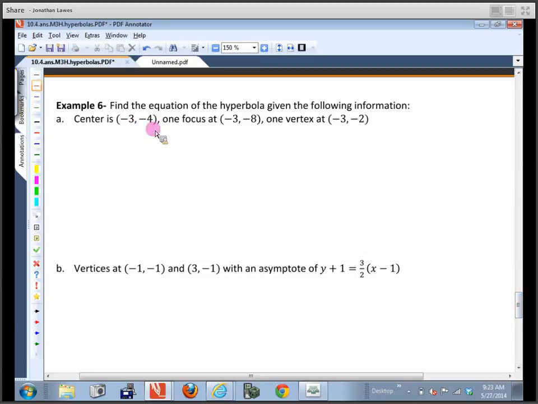Center at -3, -4, one focus at -3, -8, and one vertex at -3, -2. Now, you don't have to draw this, but a lot of times it can be helpful. So if we're at -3, -4, so there's the center. Focus at -3, -8. Automatically, what do we know? Y is positive, because it's going to open in the Y direction, because it's going to have to go like this and like that.